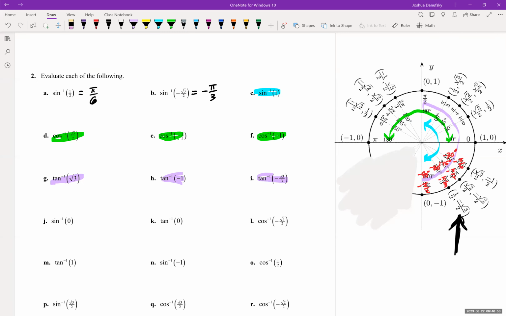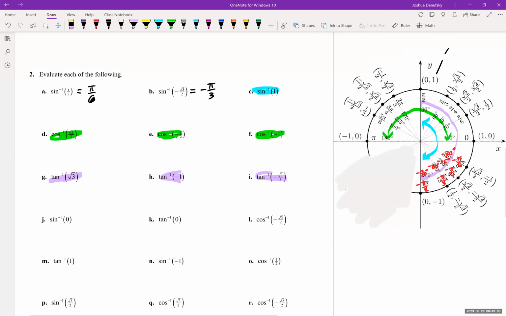Okay, next one, sine inverse of 1. So looking for a y value somewhere in the blue, one of the two blue quadrants that has a y value of 1. That only happens right here. And so we get 90 degrees or pi over 2.